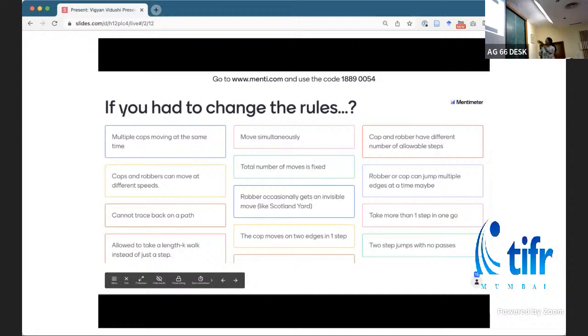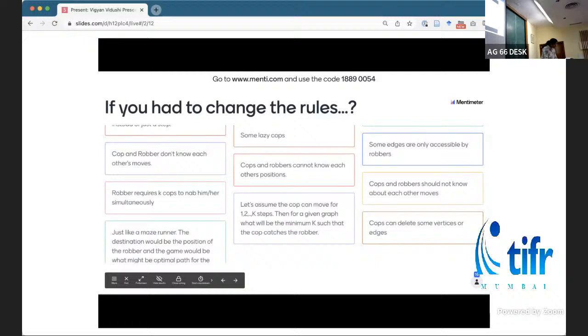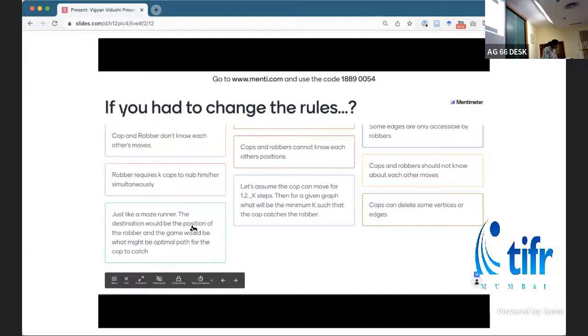Okay, very cool. Total number of moves is fixed. Take more than one step in one go. Two-step jumps with no passes. So you mean you're forced to take two steps in every move? That would be interesting too. Cops and robbers have different numbers of allowable steps. Some lazy cops. Cops and robbers don't know each other's moves. Yeah, I think a couple of people suggested that. In fact, three suggestions for not knowing each other's moves. Robber requires K cops to nab him or her simultaneously. Okay, that's a slightly violent suggestion, but a valid one.